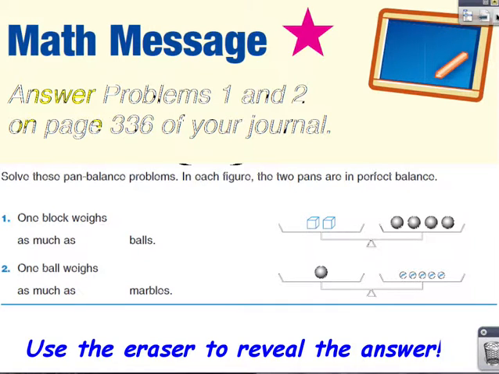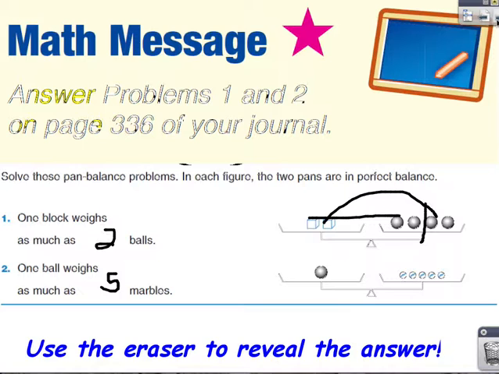Your math journal, your math message, is solving the pan balances in each of the figures. So it says, one block weighs as much as how many balls? Well, you can see that we have 2 blocks right here, so we have to split our group into 2. So this one can match up with this, and this can match up with that. So each is left with 2. One ball weighs as much as how many marbles? 1, 2, 3, 4, 5. 5 marbles. Pretty easy to start out with.